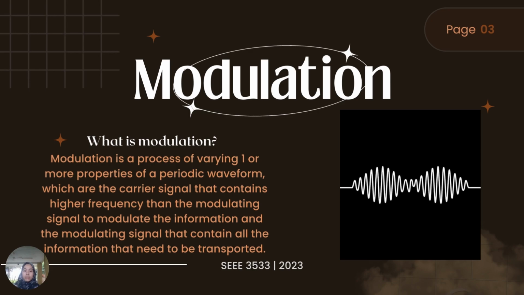What is modulation? Modulation is a process of varying one or more properties of a periodic waveform, which are the carrier signal that contains higher frequency than the modulating signal to modulate the information, and the modulating signal that contains all the information that needs to be transported.